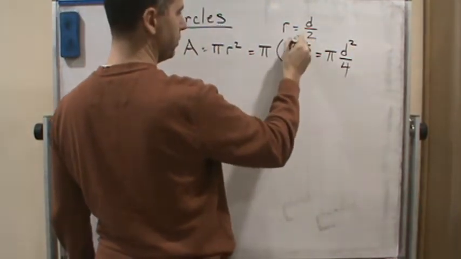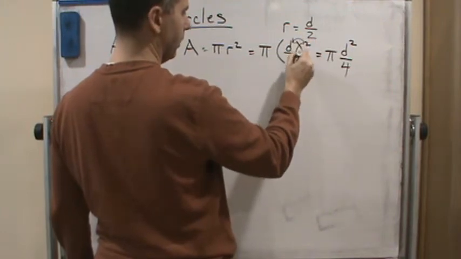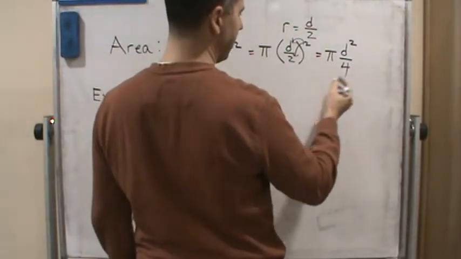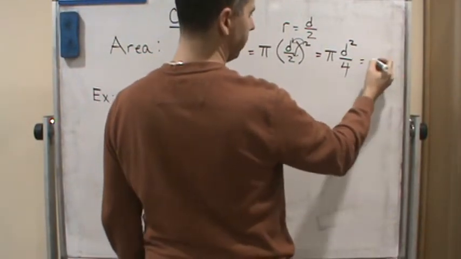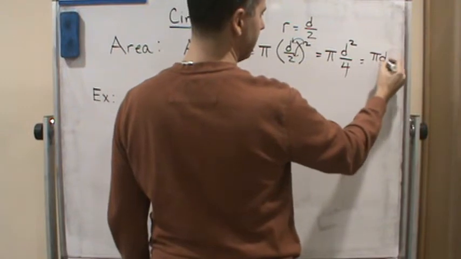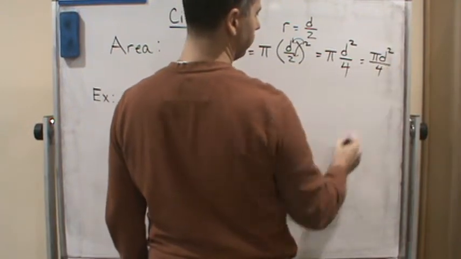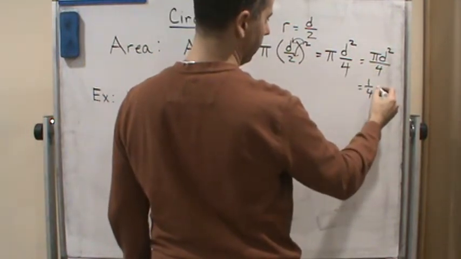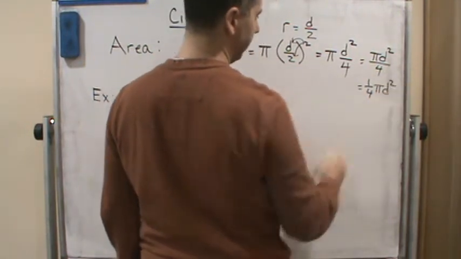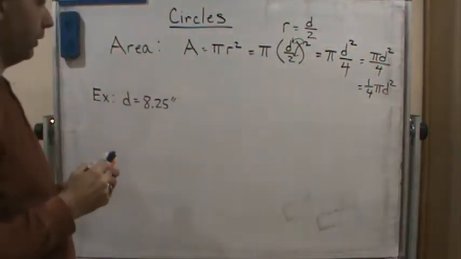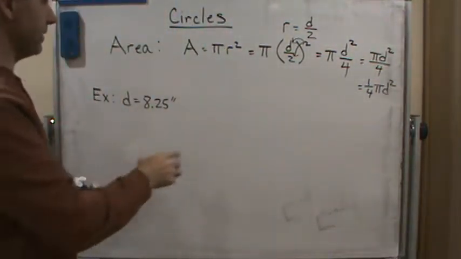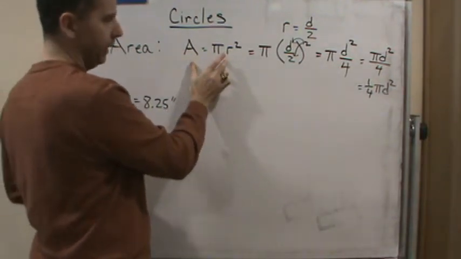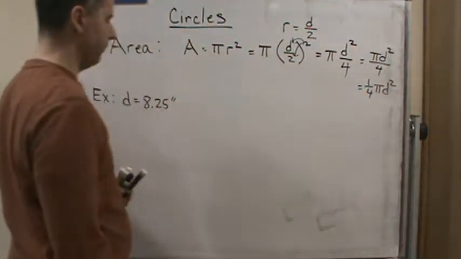Because we could distribute the exponent to the top and the bottom. And so our final formula is just going to be pi d squared over 4, okay? Or 1/4 pi d squared, whichever one you want to use. But again, typically the first one is the most common one that you'll see in textbooks, but hey, this one will also work if you're given the diameter.